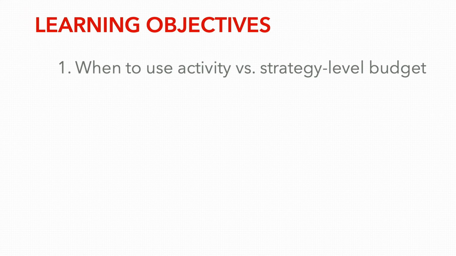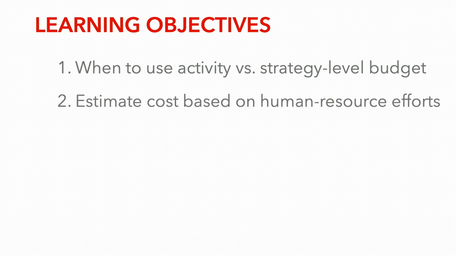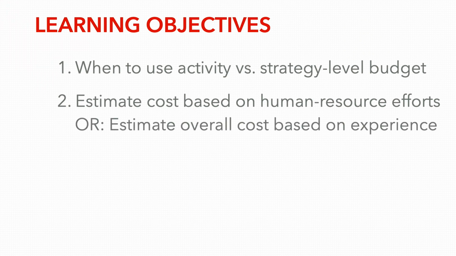By the end of this module, you'll be able to demonstrate the following skills. Describe when to use activity versus strategy-level budgeting, and in which cases each is useful. Estimate costs of activities or strategies based on the human resource efforts needed. Or estimate overall costs of activities or strategies based on knowledge and experience.